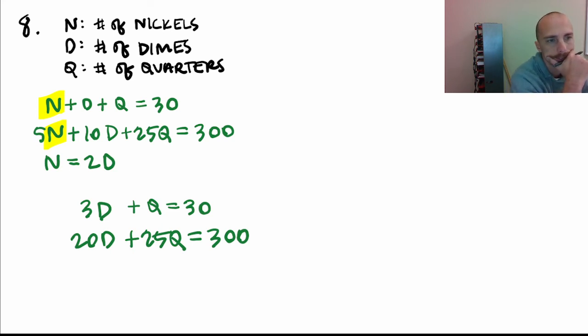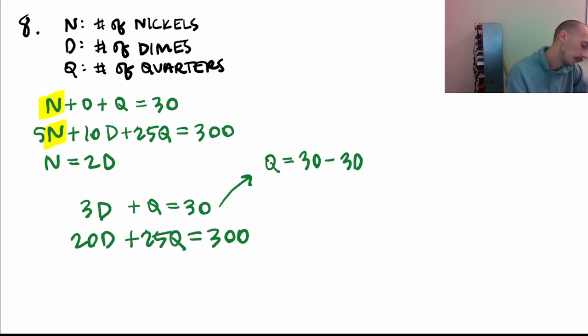Let's see. I probably should use substitution again, right? I don't really want to multiply something 3 by 20 and 20 by 3. And I don't really want to multiply the top equation by 25 either. That's a place where I know that arithmetic errors can occur. So what I'm going to do is I'm going to just substitute on Q, I guess. I'm going to say when I subtract 3D from both sides, I'll have Q equals 30 minus 3D.